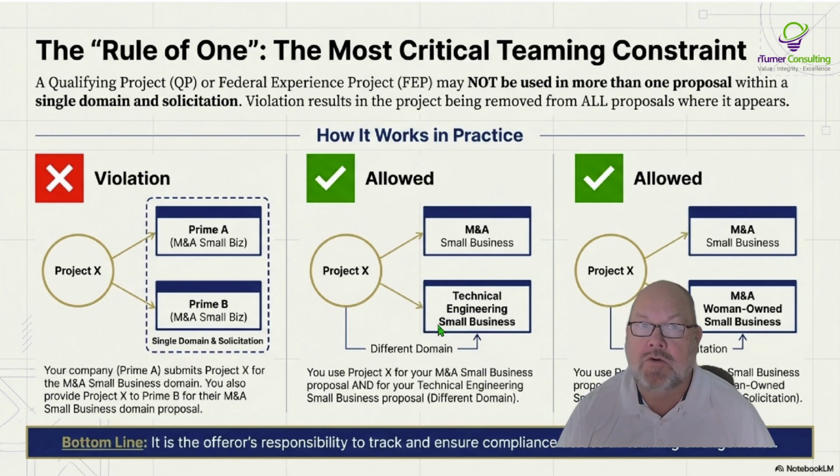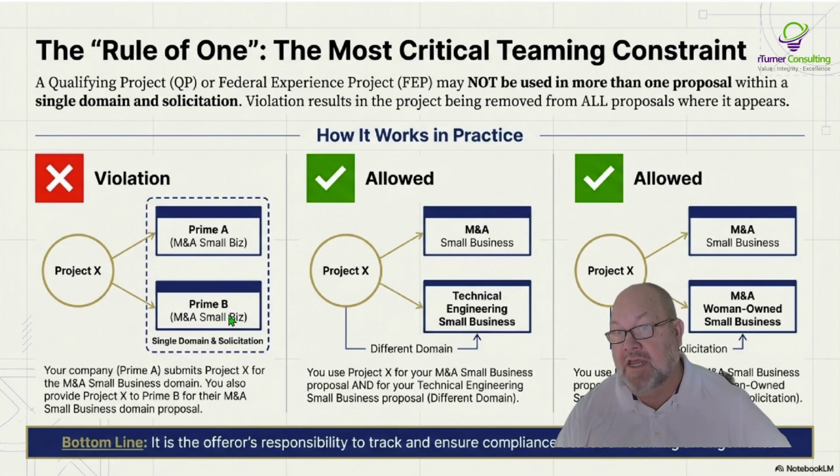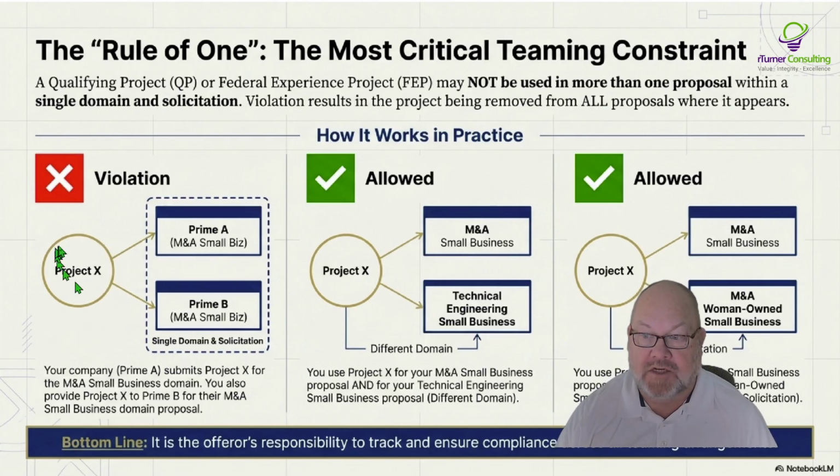It says that you can't use a single past performance reference in more than one domain and solicitation. Over here on the left is a great example of the rule of one where you get into a violation state. You've got Project X, and it was used on Prime A's M&A small business proposal, and it was also used on Prime B's M&A small business proposal. In those circumstances, Project X would be removed from both proposals, and neither bidder would get points for Project X.